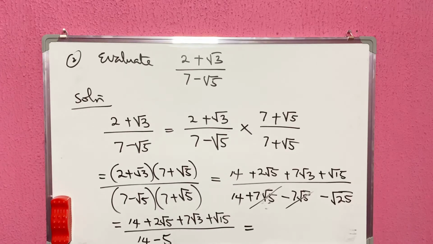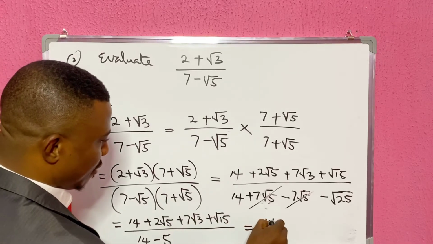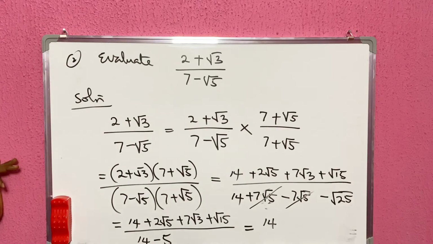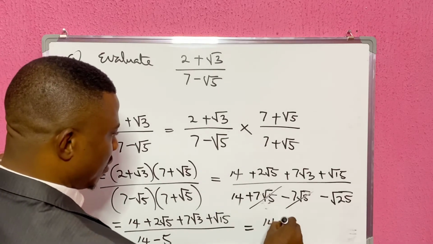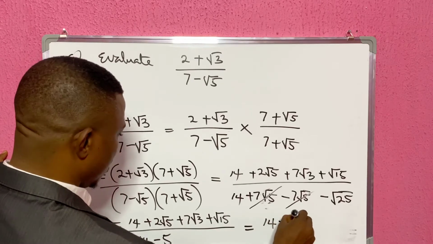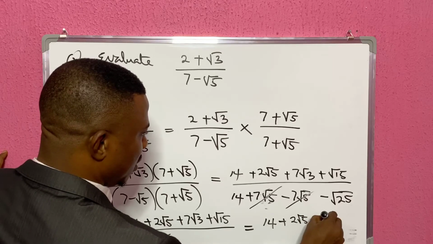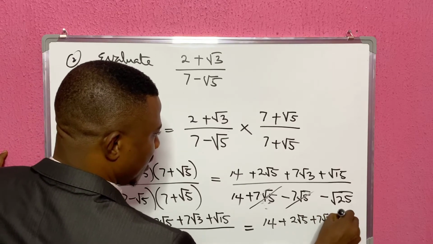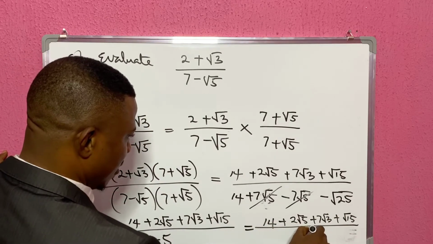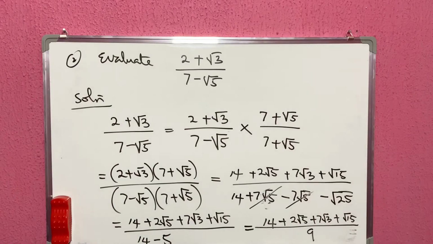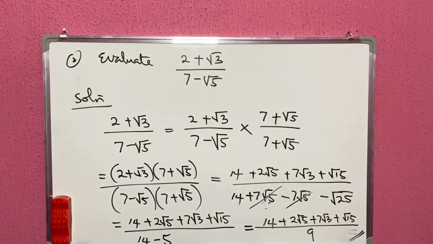So I can only say that 14 plus 2 root 5, 7 root 3, root 15, all over 9. And at this point, you won't be able to move further, and that becomes your final answer.